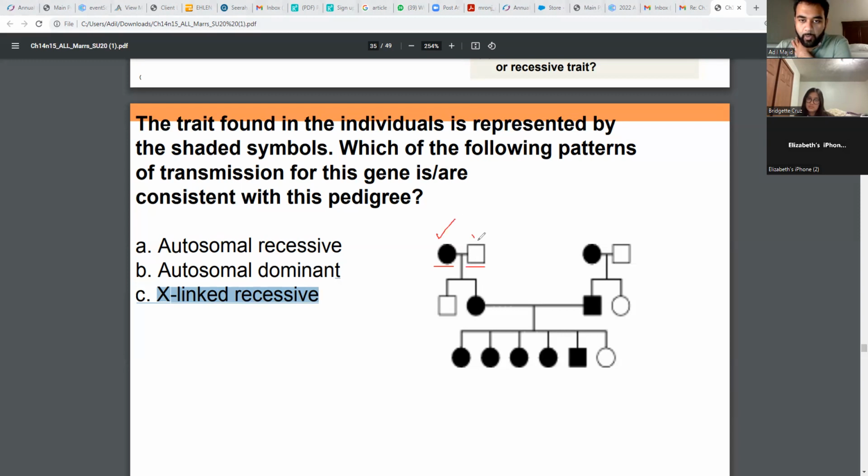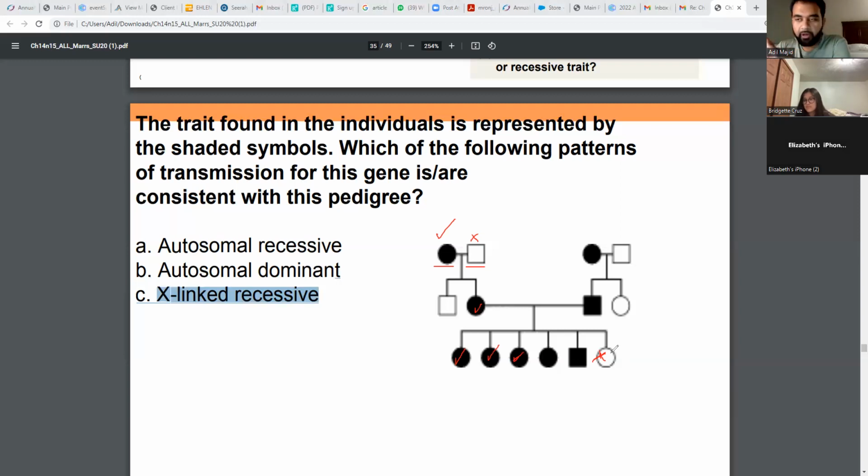No. Why? Because it's not shaded. Good. How about this one? Yes. Why? Because it's shaded. How about this one? Yes. This one, yes, yes, and yes. Okay, good. How about this one? No. Why? Because it's not shaded. So what does shaded mean? That it's red hair. That it's showing the trait.